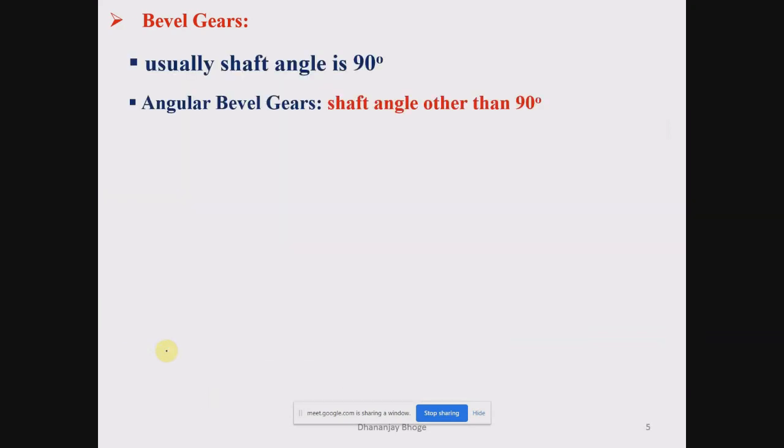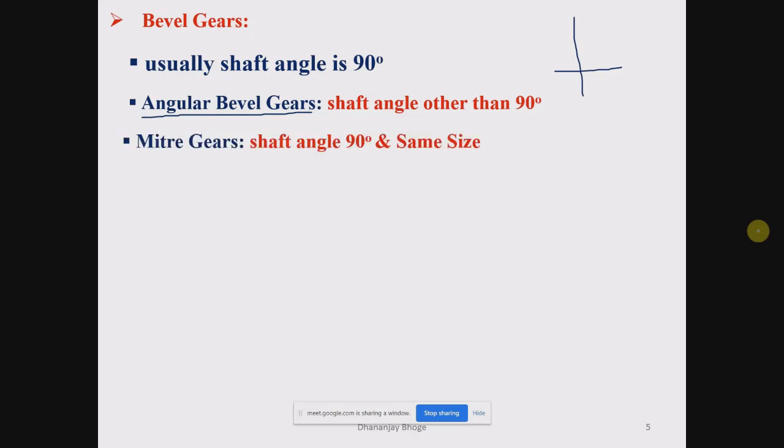Next, in case of bevel gears, usually the shaft angle is 90 degrees. Perpendicular and intersecting axis shafts are connected using bevel gears most of the times. But if the shaft angle is other than 90, we will call such bevel gears as angular bevel gears. Okay. So angular bevel gears are those where shaft angle is other than 90 degrees.